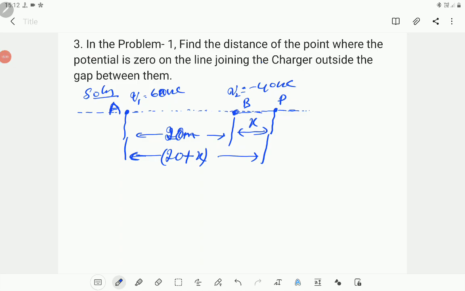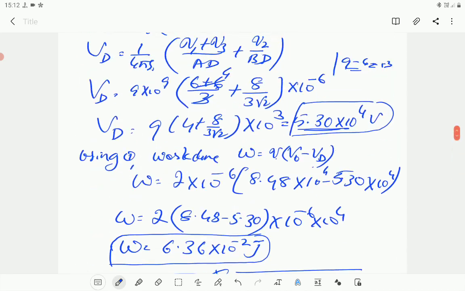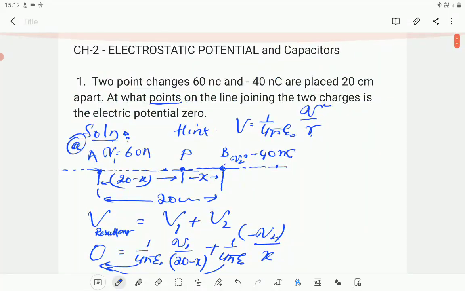Next, the third one is a continuation of the first one in fact, but sometimes they ask separately. They find a point where potential is 0 in between the charges or outside the charges. But actually in the first problem, they have asked to find the points. Here itself we should have found both the points, the point inside and the point outside.